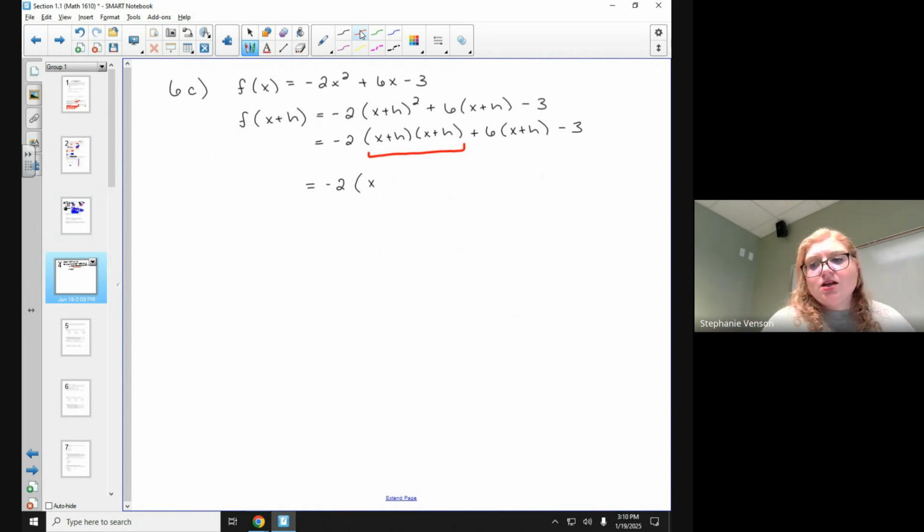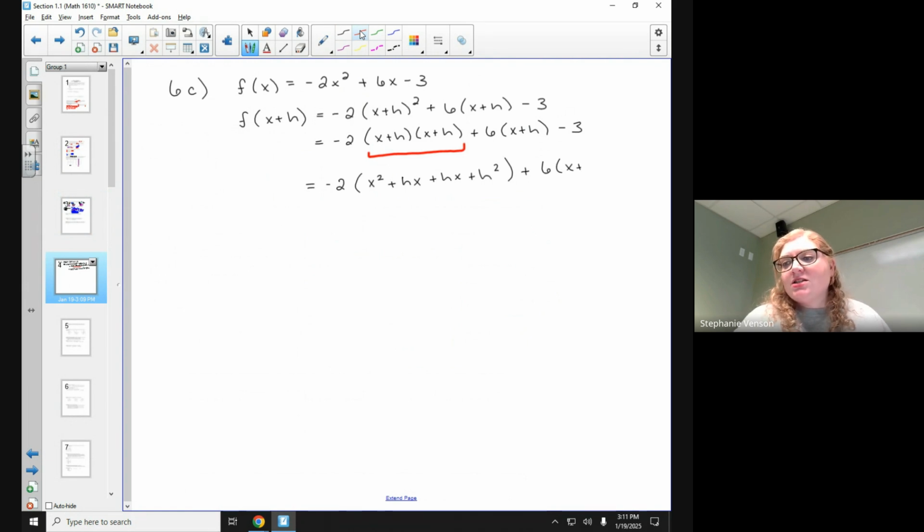x times x is x squared. x times h is hx. Always put your variables in alphabetical order. It's just a little trick of the trade to make sure you can see like terms. So x times h is hx. h times x is also hx. h times h is h squared. Carrying the rest of it down, plus 6 times (x plus h) minus 3.